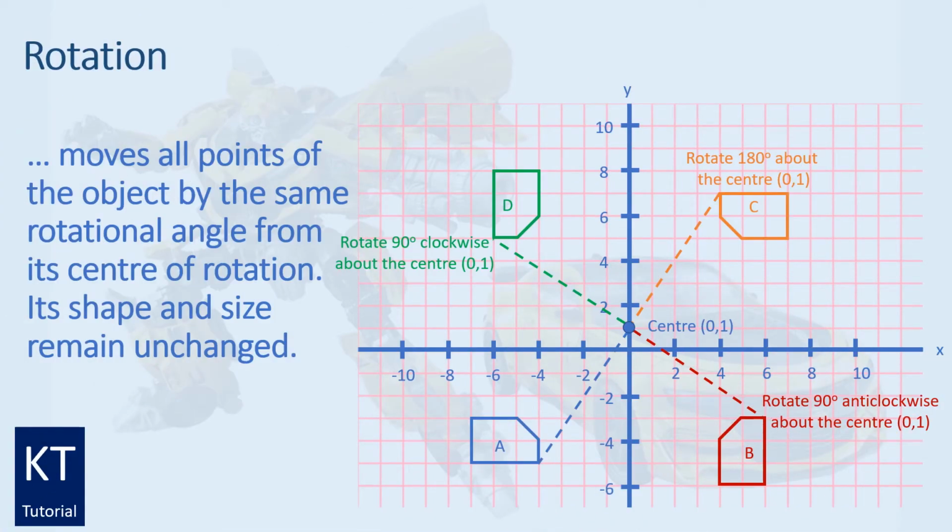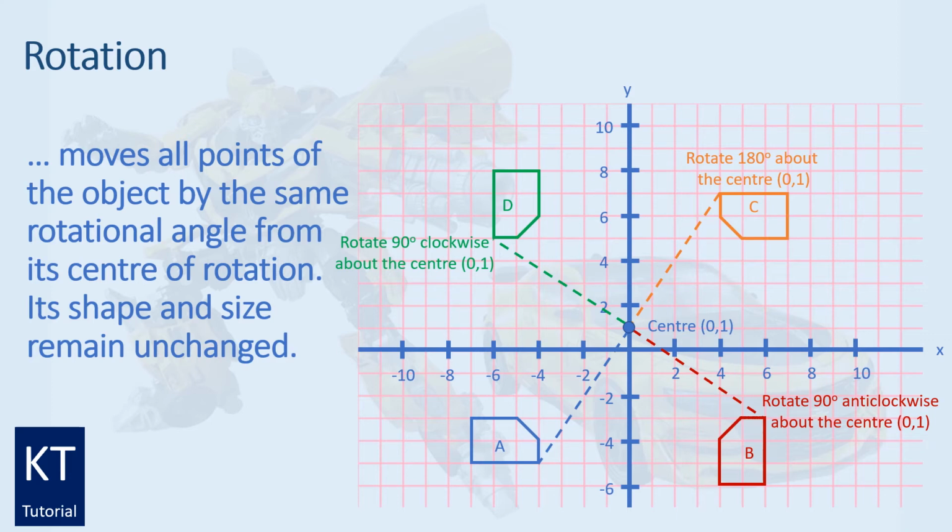Next, we have rotation. This is a transformation that moves all points of the object by the same rotational angle from its center of rotation. The shape and size of the object will remain unchanged in a rotation.